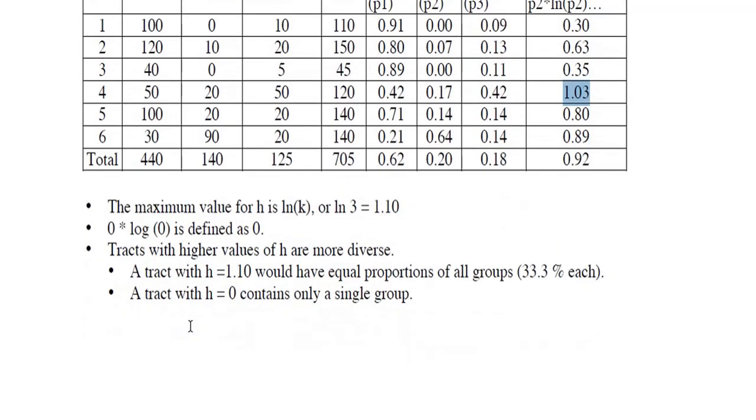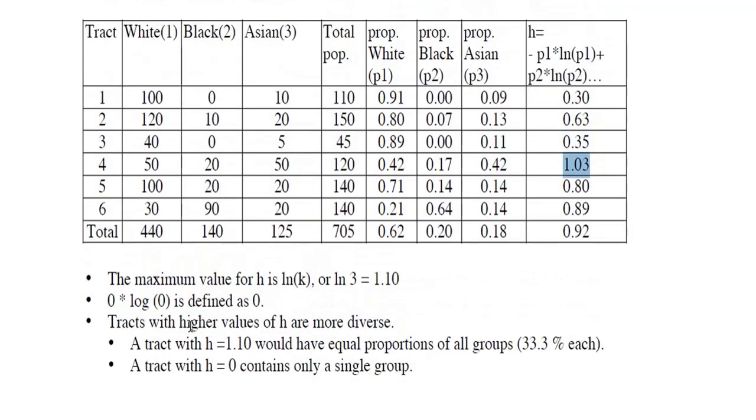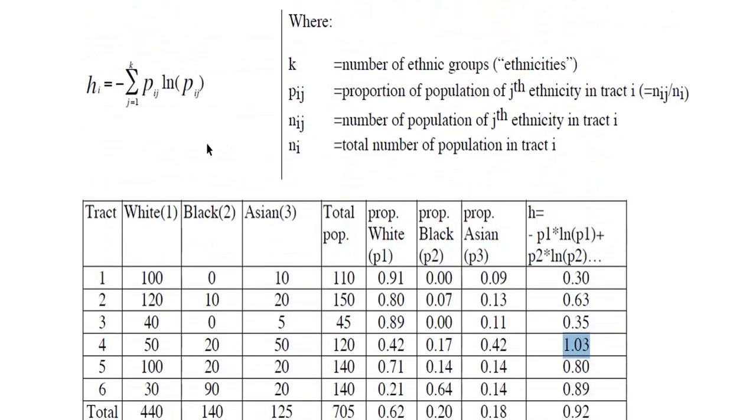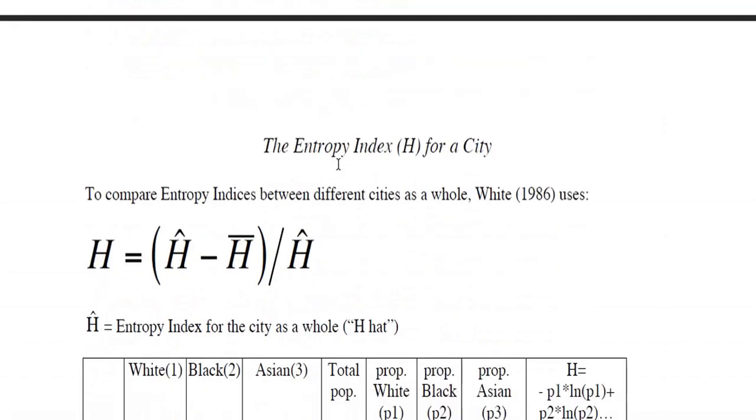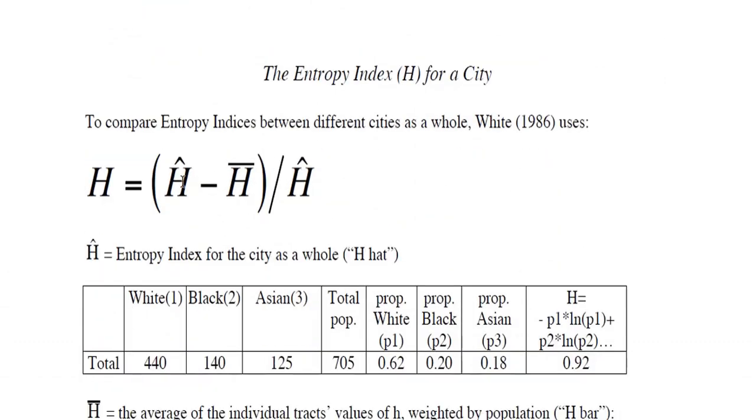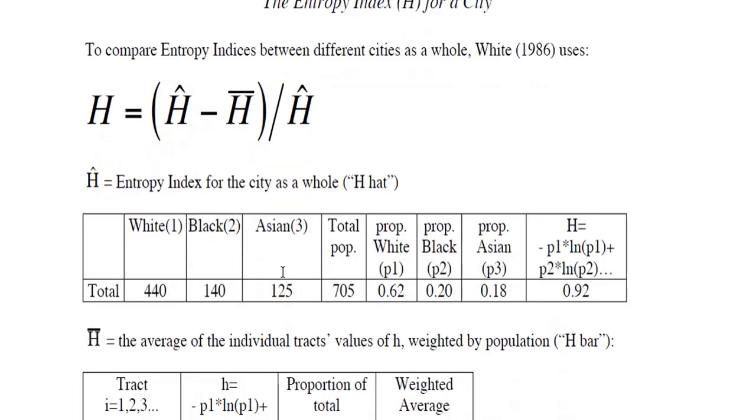Now using this formula, this is for a single city. If you want a segregation index, then you have this entropy index formula. If we want to compare intercity segregation, then we have to use the formula H equal to H hat minus H bar divided by H hat. Now H hat is the entropy index for the city as a whole. H hat is equal to, as we know, there are three different groups: white, black and Asian.